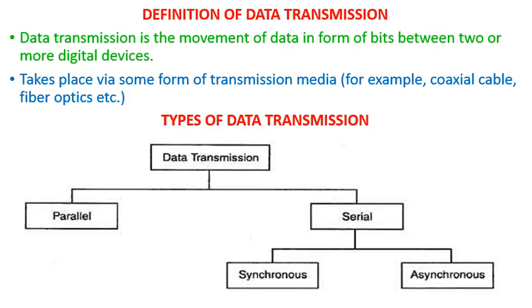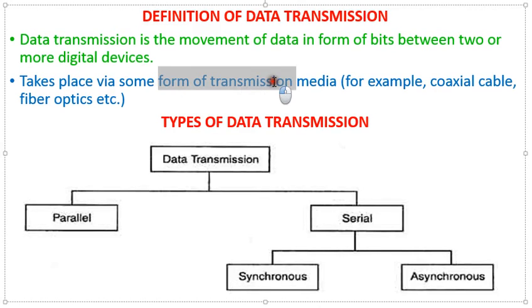Now let us go to the definition of what is data transmission. Actually, data transmission is nothing but the movement of data in form of bits, that is, series of zeros and ones, between two or more digital devices. Whenever you are sending data from one digital device to another in form of these binary bits, then you are transmitting the data. And this transmission of data basically takes place through some transmission medium.